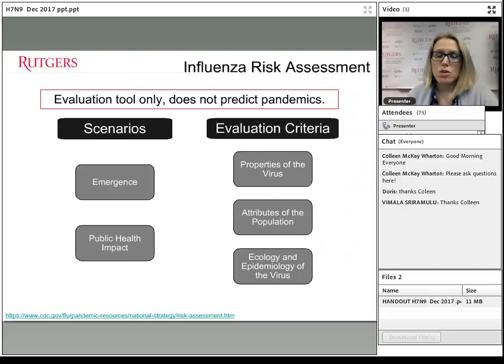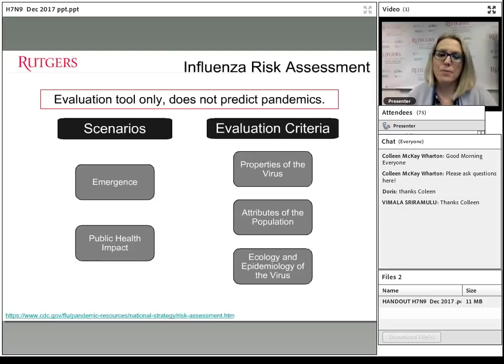So I'm going to switch gears now to talk about the influenza risk assessment tool on the CDC website. The CDC makes it pretty clear, multiple times, sort of funny when you read it, that this is an evaluation tool only. It does not predict pandemics. So just because they've ranked this virus as a high potential for causing a pandemic, it does not mean it will cause a pandemic.